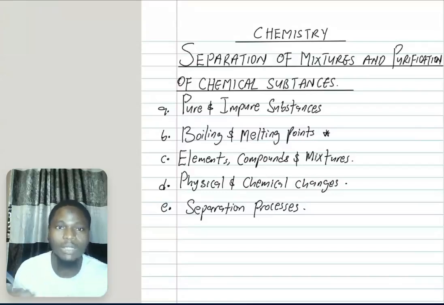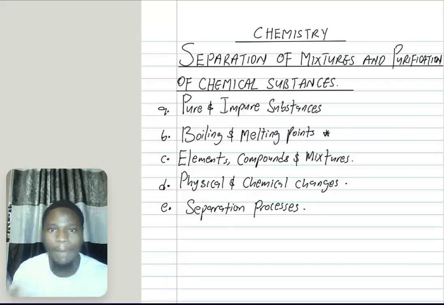And lastly, you have to learn about separation processes. This can be called separation techniques. That is the physical method we use to separate the components of mixtures. Exactly. One of the basic differences between a compound and a mixture is that we can separate a mixture with physical methods. Those physical methods are called separation processes, or you call them what? Separation techniques. You learn about them.